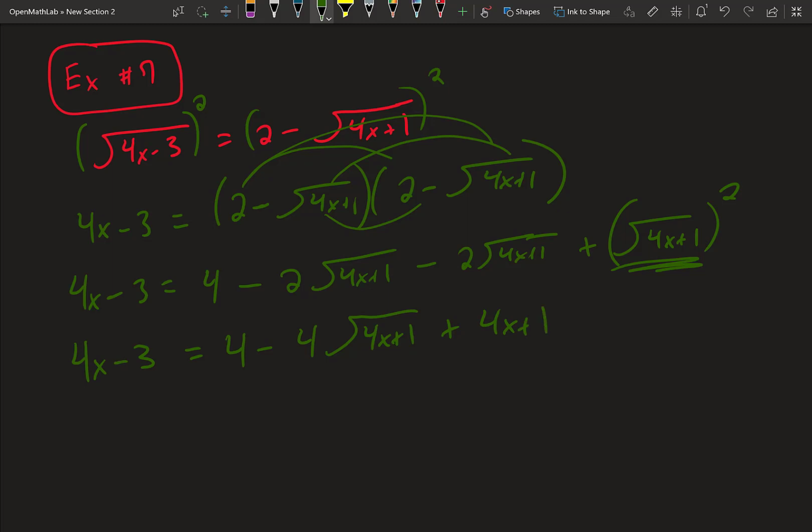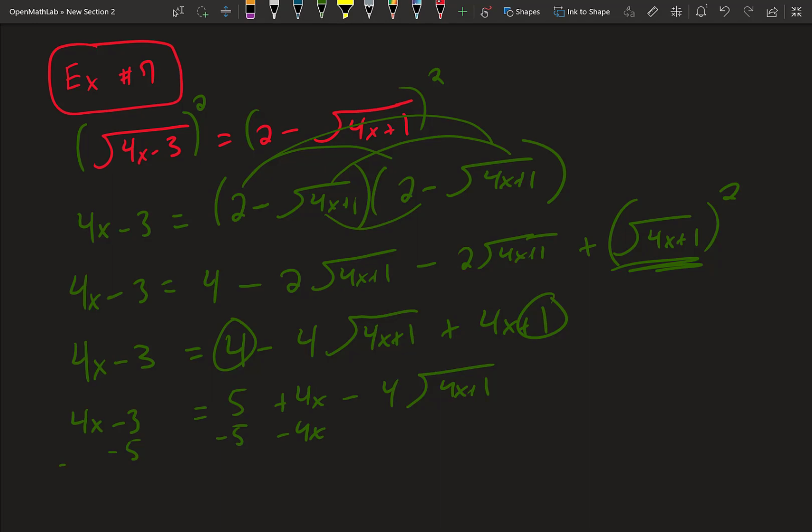Right. So now, again, the idea is I still have a radical, so I want to get the other radical isolated by itself. So let me clean up this right-hand side a little bit. So 4 plus 1 is 5, right? So I can combine this term and this term together. And then we have plus 4x, and then minus 4 square root of 4x plus 1, right? And then on this side I have 4x minus 3. So then I can subtract 5 from both sides, subtract 4x from both sides.